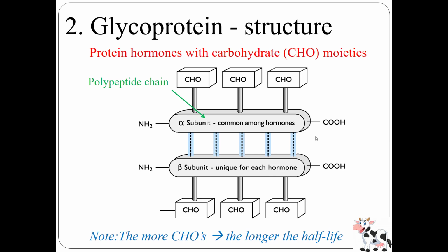And so the thing that makes LH different from FSH, even though they are both made and released from the same cell type, the gonadotrope cells, is the beta subunit. So that is going to be different for each unique hormone. The beta and the alpha subunits are held together with hydrogen bonds.